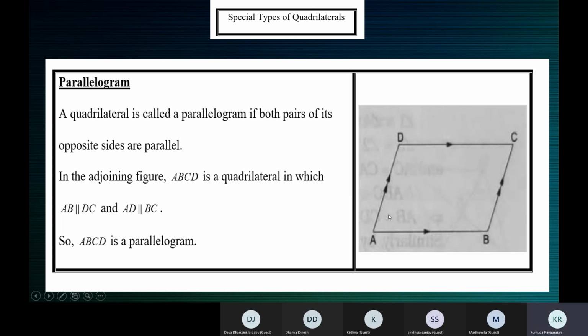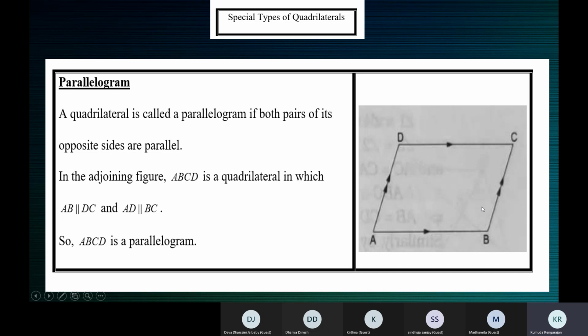So now tell me, supposing angle A is, let's say, 50 degrees. Then what is the measure of angle C? 50 degrees, ma'am, because opposite angles are equal. Angle A is 50, so C also will be 50 because opposite angles are equal.